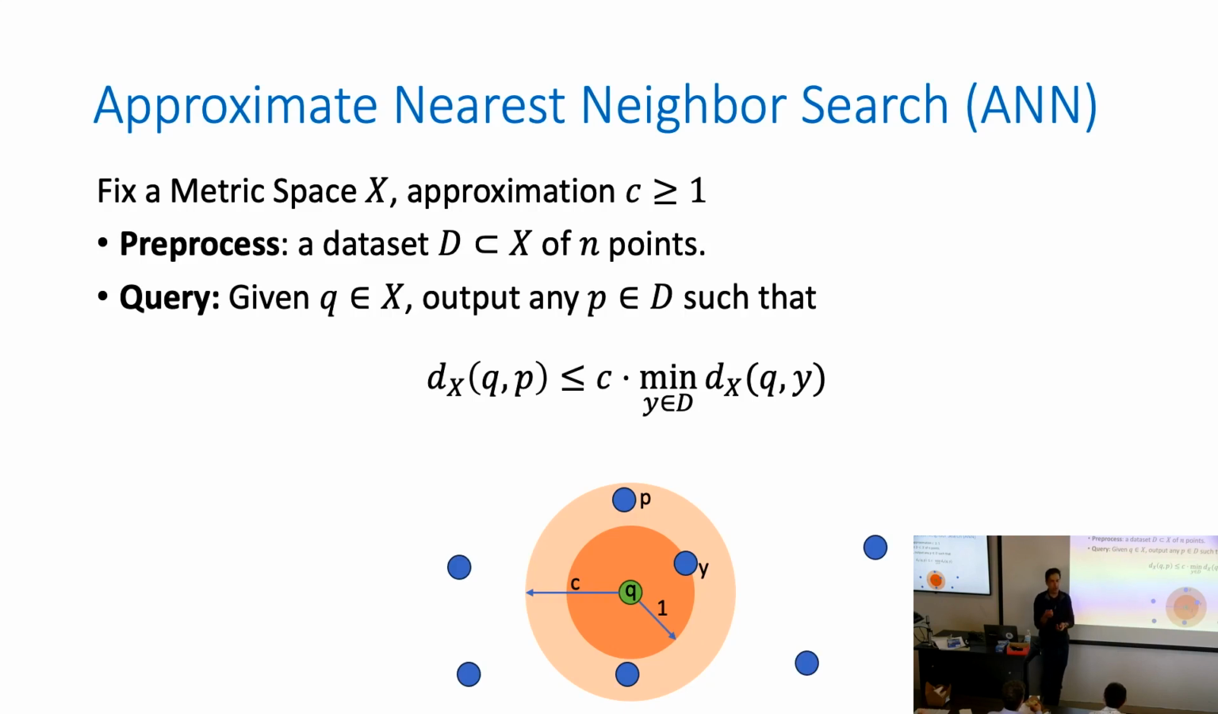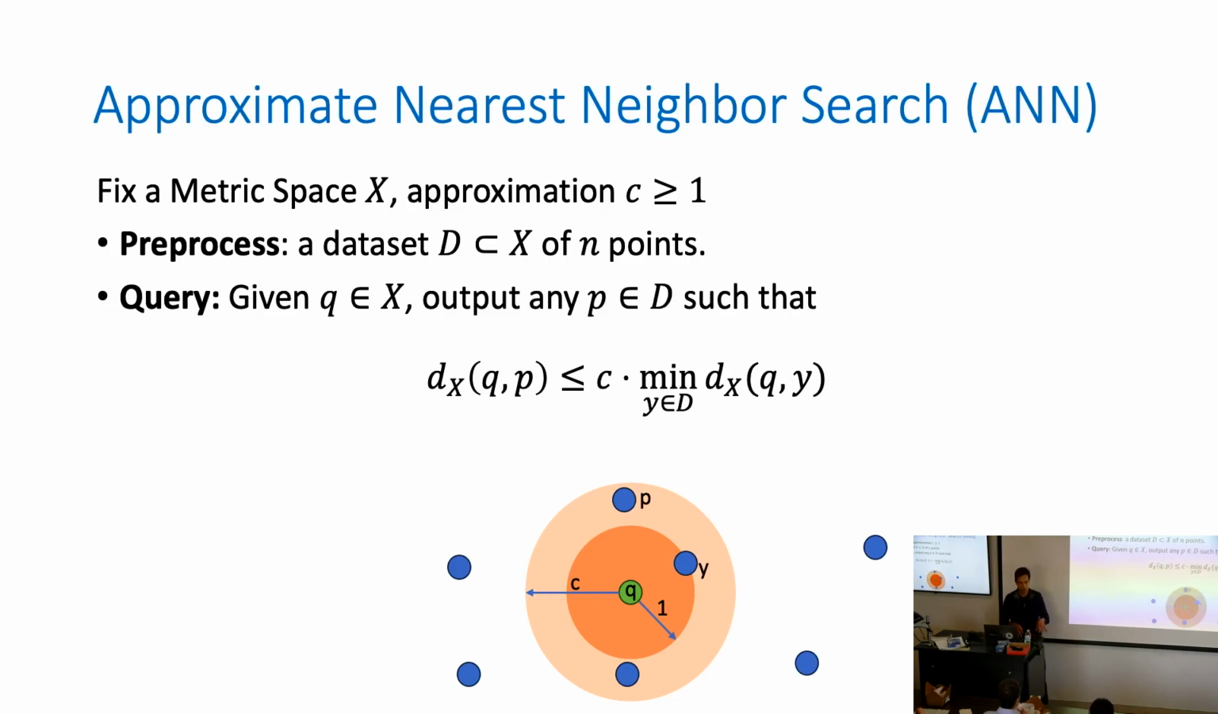And I'm going to have some approximation factor C, which is larger than 1. And my goal is to pre-process the data set such that given a query point that also lives in my metric space, I quickly return a C approximate nearest neighbor. What is a C approximate nearest neighbor? Well, it's any point whose distance from my query Q is within a C factor of the nearest distance in that data set D. And so the picture here, I have my query Q. Y is the nearest neighbor at distance 1, but I'm allowed to return a point in the bigger annulus of C factor larger.